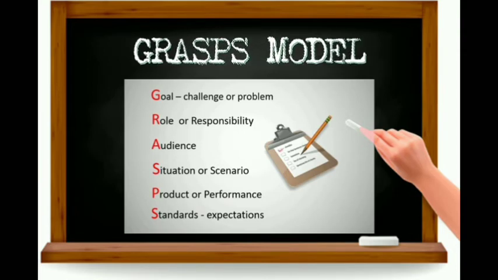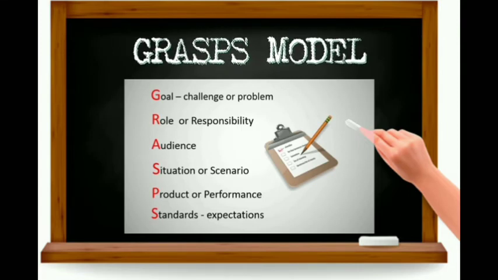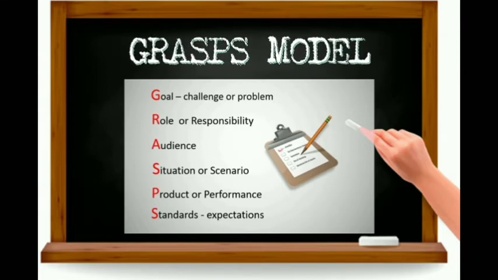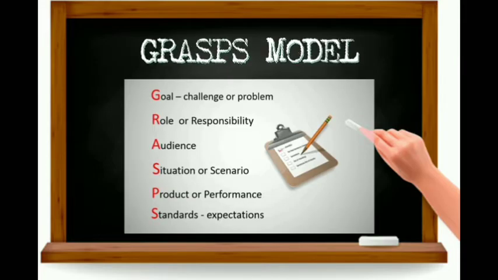Product, performance, and purpose explains the product or performance that needs to be created and its larger purpose. Standards and criteria for success dictates the standards that must be met and how the work will be judged by the assumed audience.